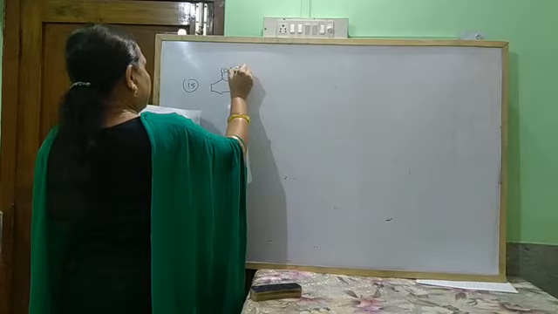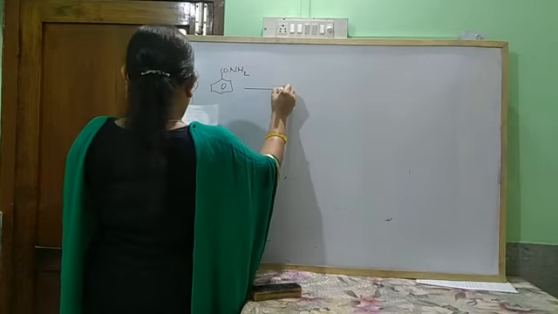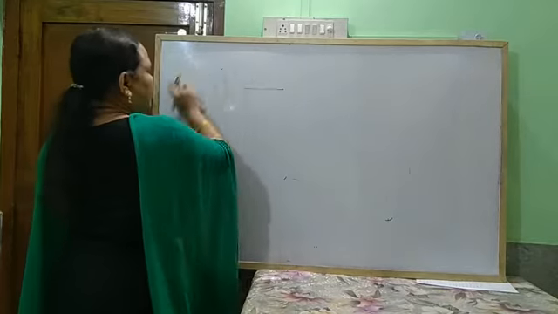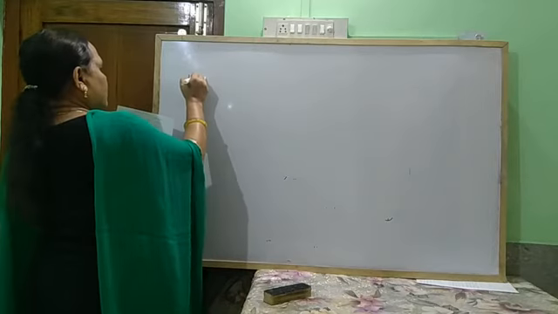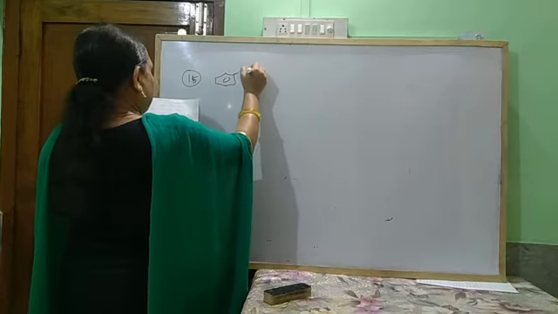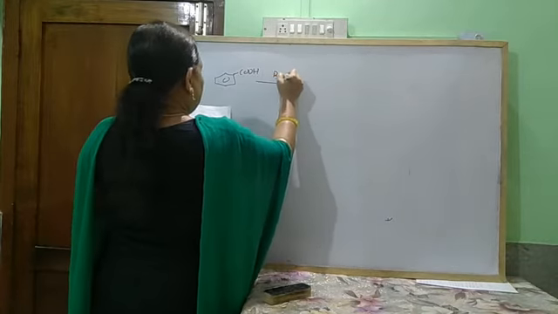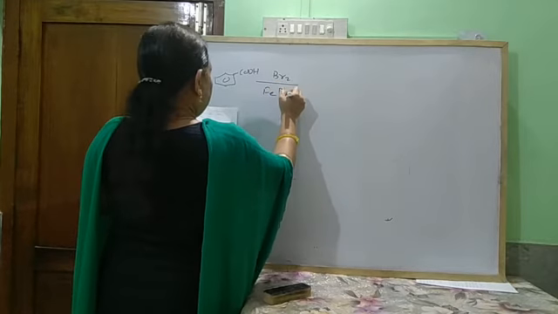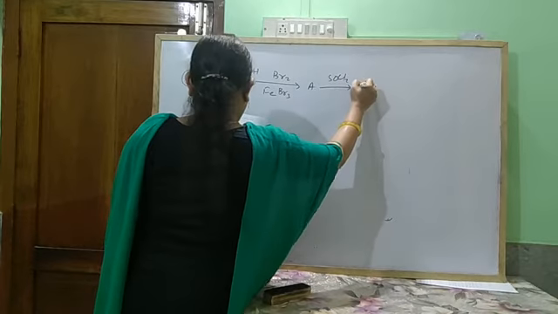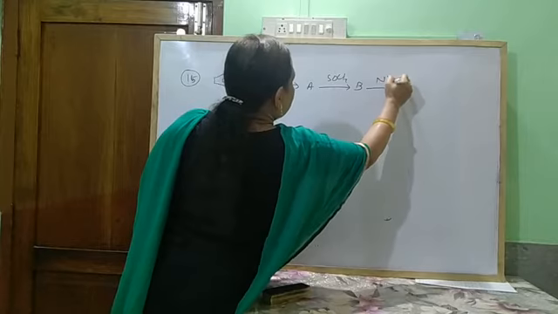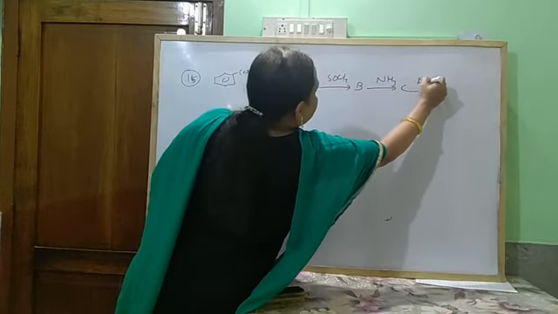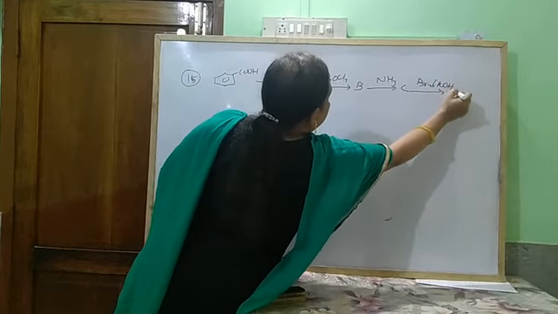Okay, there is another question I am writing here and we will discuss. That is benzoic acid reacts with bromine and FeBr3 to give rise to B, then ammonia gives rise to C, then Br2 KOH gives rise to D.